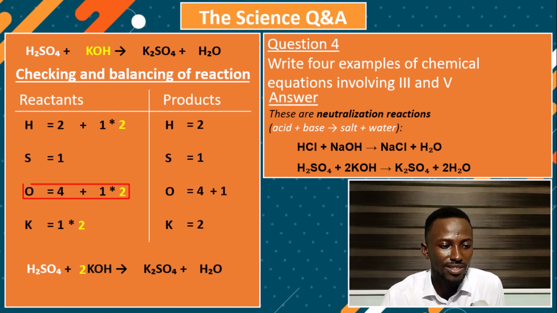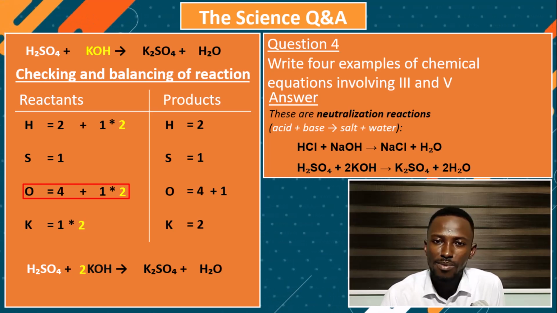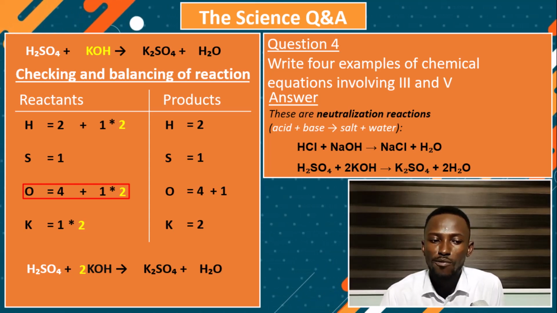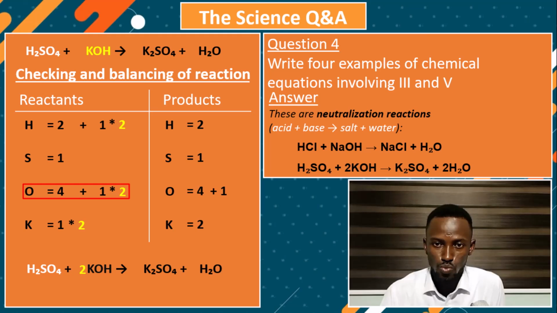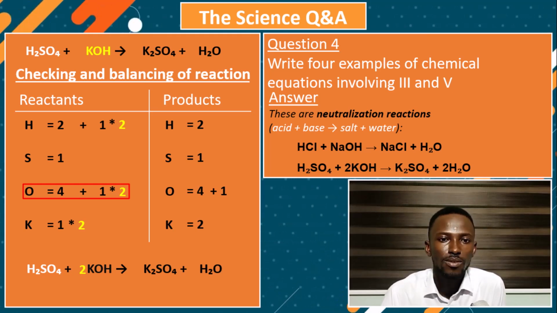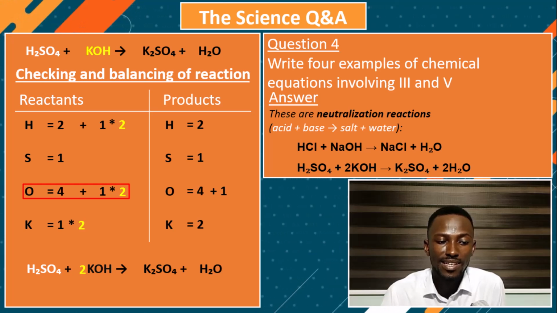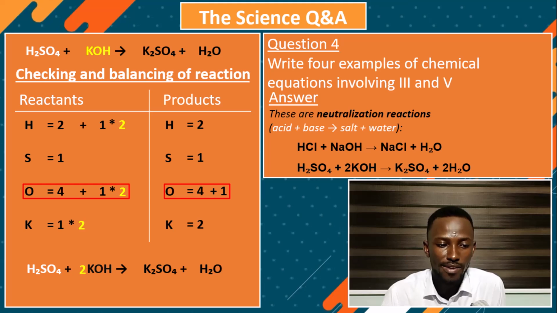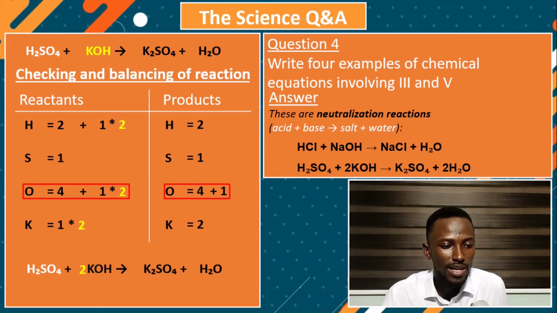For the oxygen, remember, initially we had 4 plus 1, that gave us 5, and it was balanced, but now we've changed it. Now we have the 1 times 2 is 2, plus the 4 is 6. So now the reactant has 6 oxygens, while the product has only 5. Our reaction is not balanced.